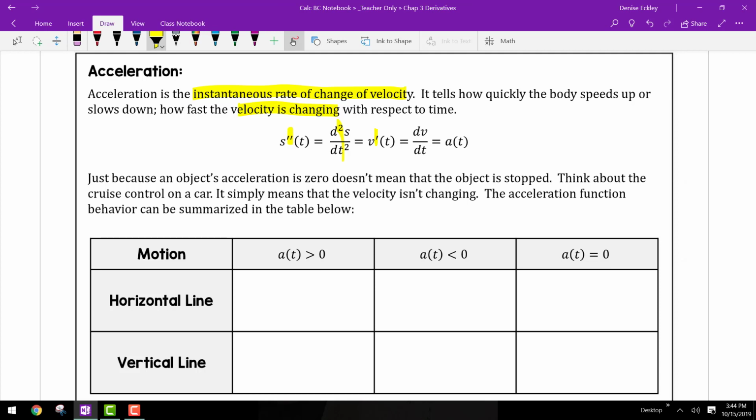You're not accelerating or decelerating, but you're still moving. All that means is that the velocity isn't changing. The acceleration function behavior can be summarized in a table like we did with the velocity.